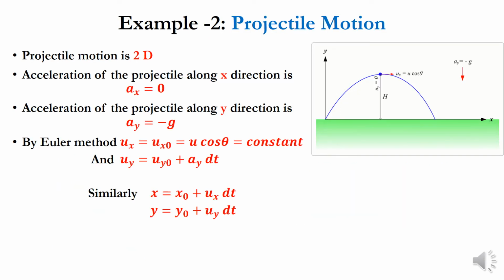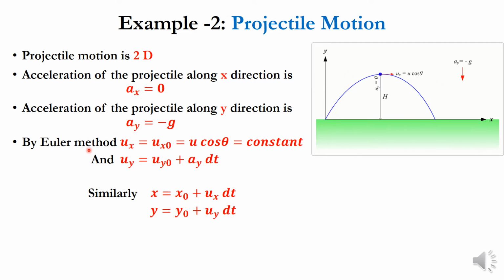Now we will see the second example for the Euler method, that is projectile motion. The projectile motion is a two-dimensional case. The acceleration of the projectile along x direction is 0, since there is no force along this x direction. The acceleration of the projectile along y direction is minus g, that is the gravitational acceleration downward.